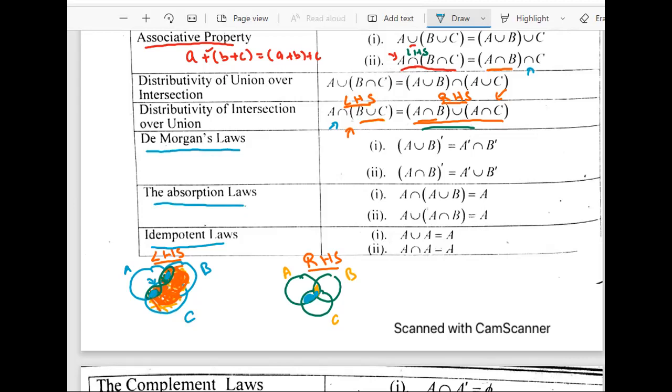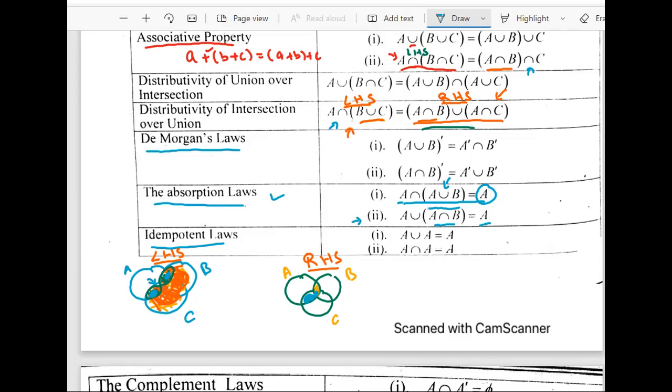If I talk about the absorption law, this is what we have. It is A intersection (A union B). Although we have A union B here, since it's just A intersection (A union B), obviously we are going to get A union. And the second one is A union (A intersection B). A intersection B will just have the common area of A and B, and this would be some part of A, right? A union some part of A will give me A only, right? Any confusions?